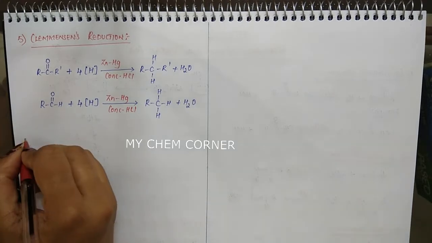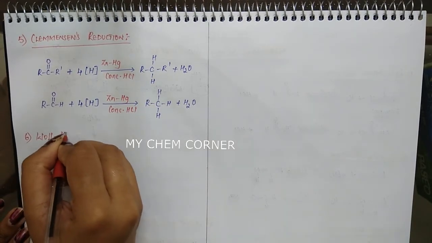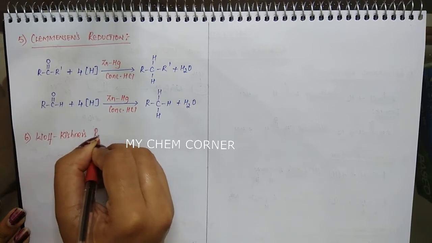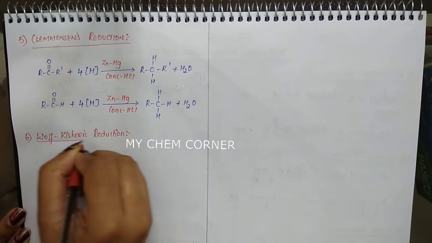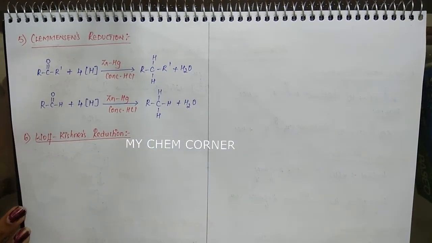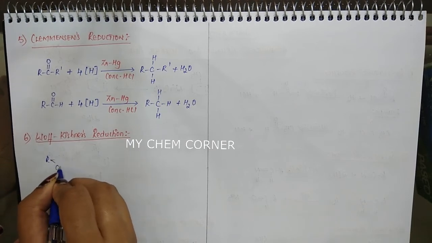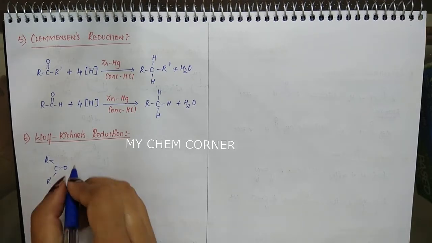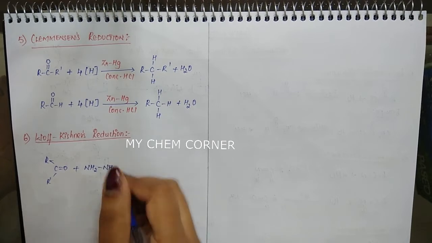Now the sixth one is Wolff-Kishner reduction. In this case, you are going to take a ketone, R, C double bond O, R dash. Now to this you are going to add hydrazine. NH2, NH2 is called hydrazine.